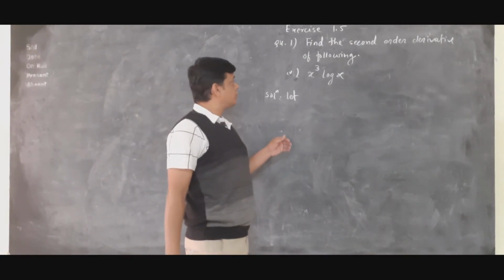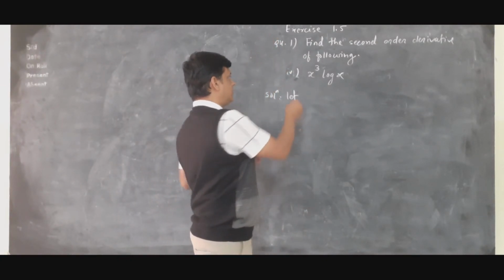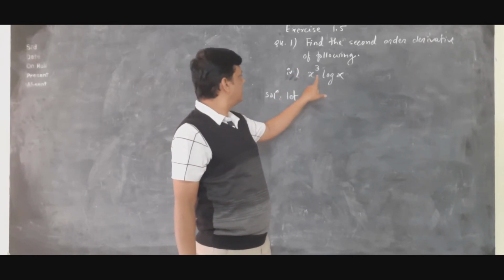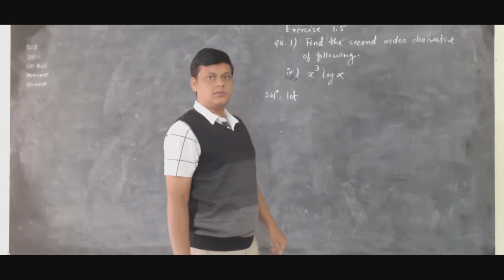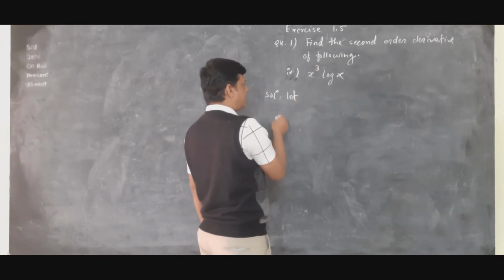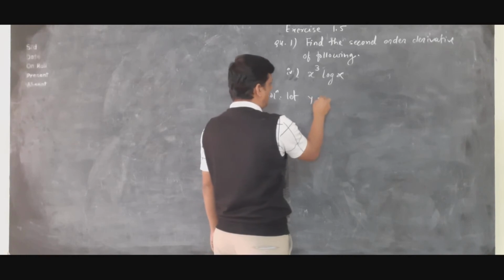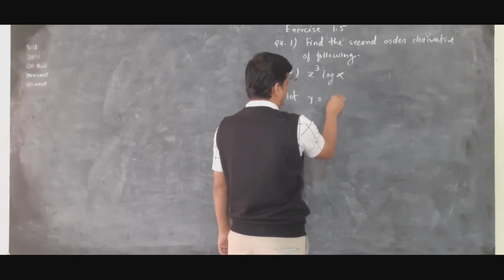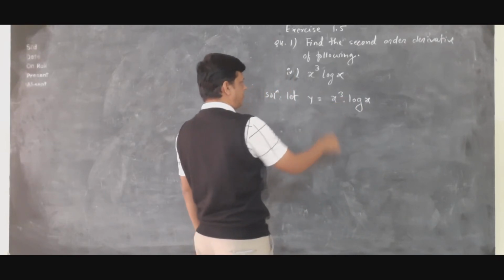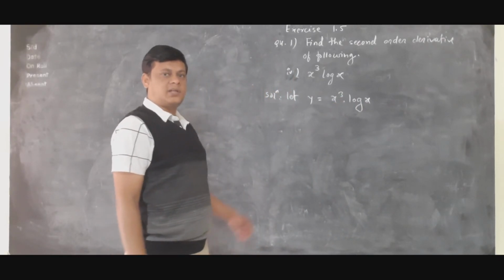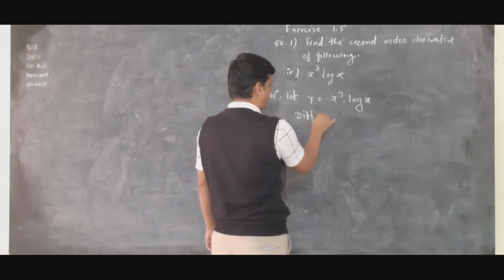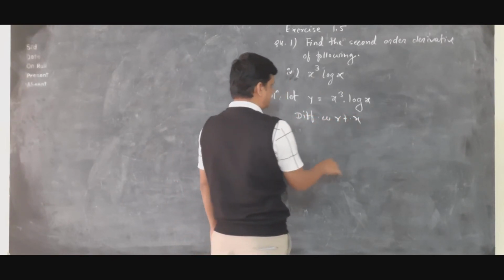Now try question number 3 yourself. So see question number 4, x³ into log x. So here we consider this given function as y. So write in solution, let y = x³ log x. So here for right hand side, if we differentiate, we have to apply product rule. So right here differentiate with respect to x.